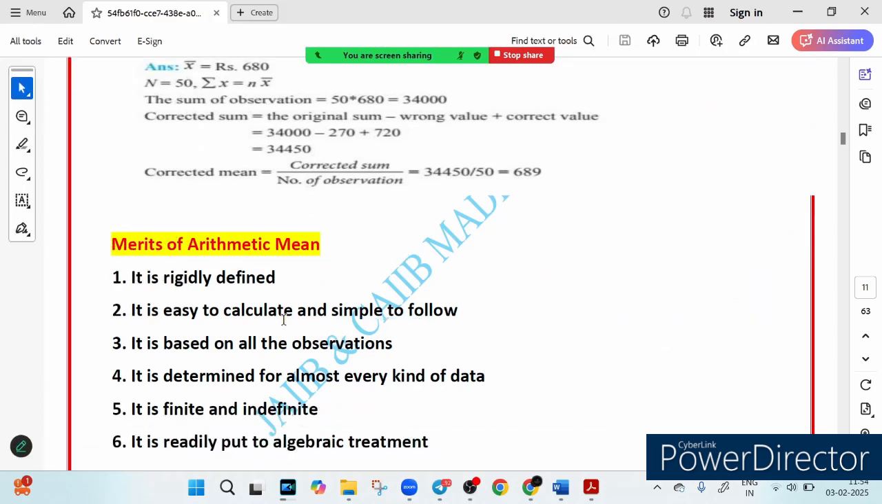So I hope this example gives you a clear insight on how to go about dealing with the arithmetic mean, right? So these examples are sufficient.